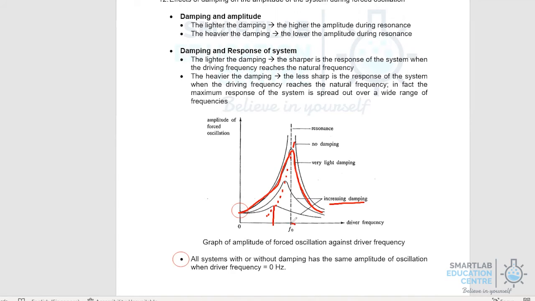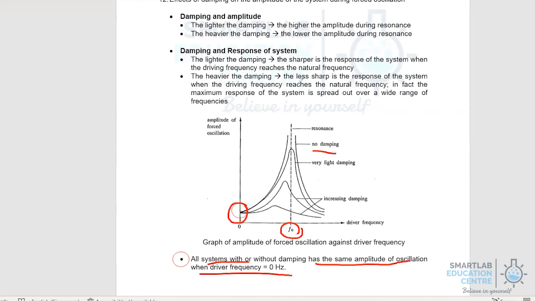So at light damping, this is the resonance frequency. But when the damping becomes heavier, the resonance frequency actually decreases. So with or without damping, I think it's important to take note that all the systems have the same amplitude of oscillation when the driving frequency is 0 Hertz. Finally, when there's no damping and the frequency is equal to the resonance frequency, that is where the amplitude of the forced oscillation can go to infinite.